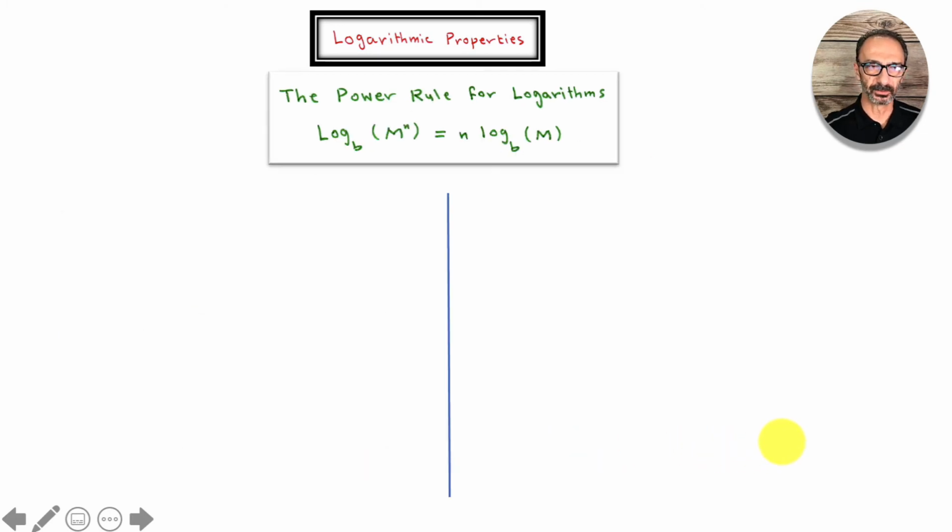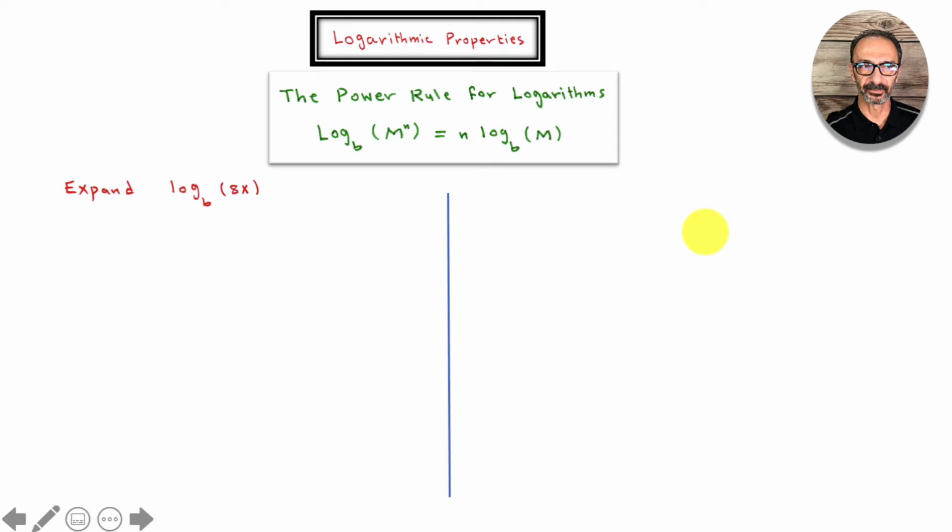Here's the second rule. The second rule is the power rule for logarithms. It says log m to the power n, base p, equals n log m. The way it works is I'm going to pull the n all the way up front. As you can see, there is no more n on top of m inside.